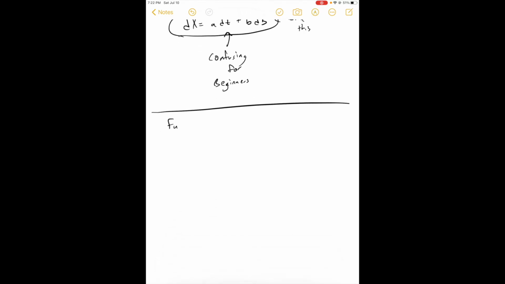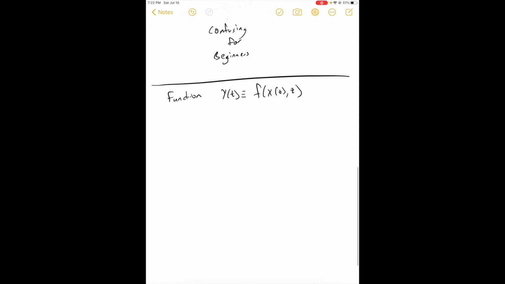So now, we're going to imagine another function, y of t, which is defined to be equivalent to some function f of x and t. And so, Ito's lemma tells us that dy of t has a stochastic differential equation representation that looks like this. dy equals a sub y dt plus b sub y dB.